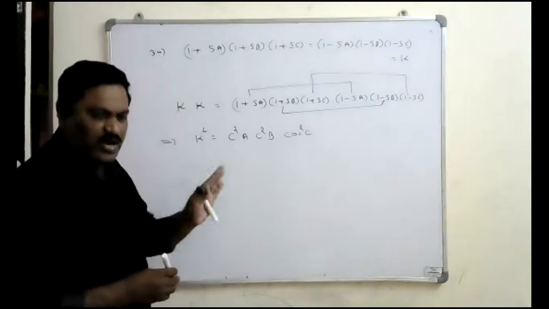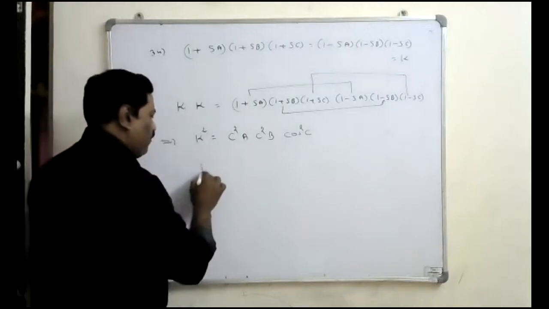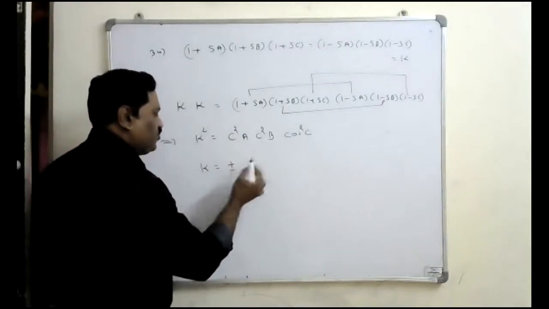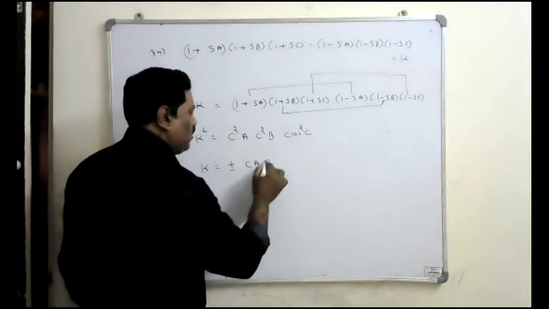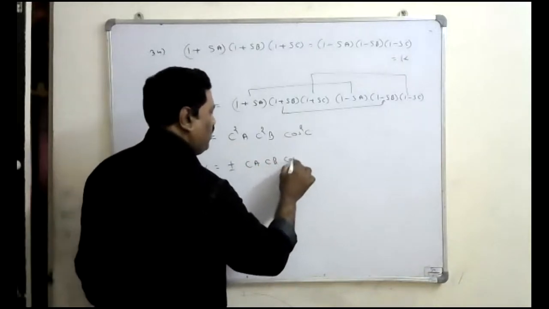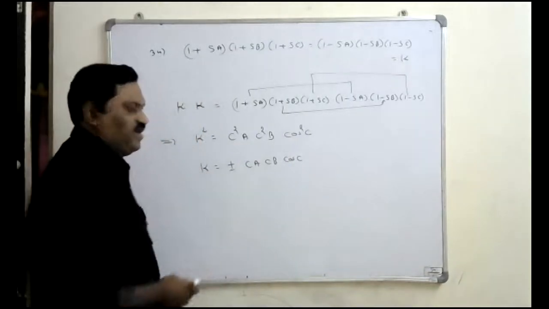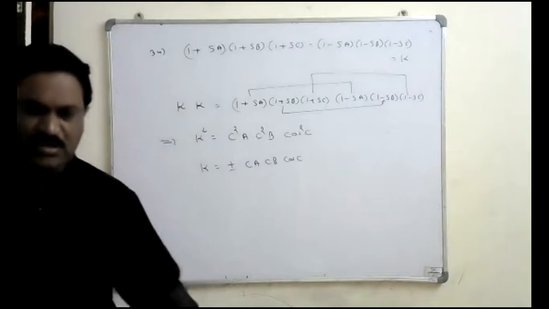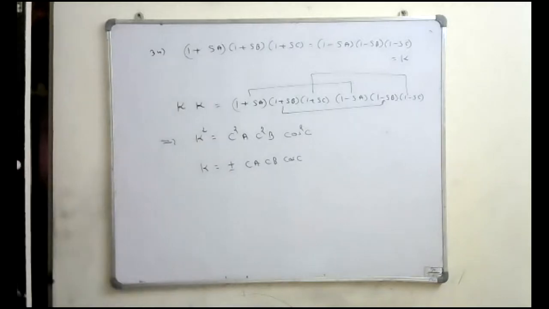Now if you remove the square on both sides, then I have to keep plus or minus square root, that is plus or minus cos A cos B cos C. This is the value of the K: plus or minus cos A, cos B, cos C. Take that.